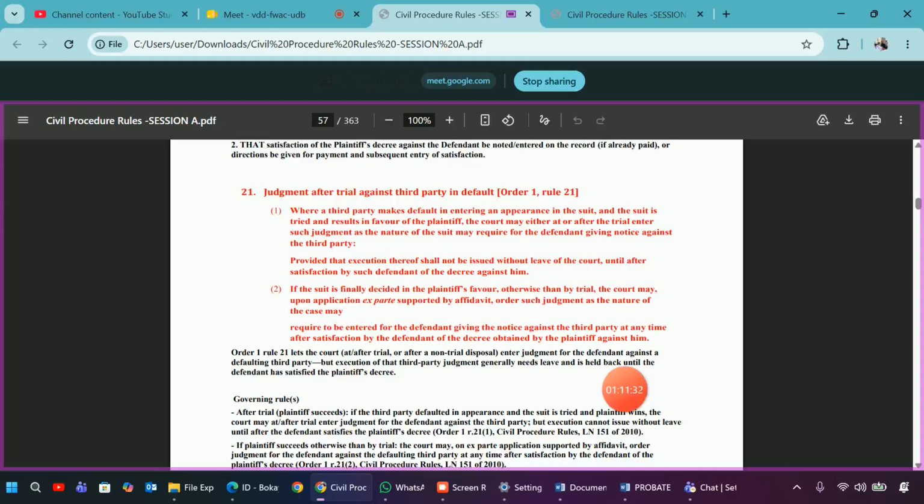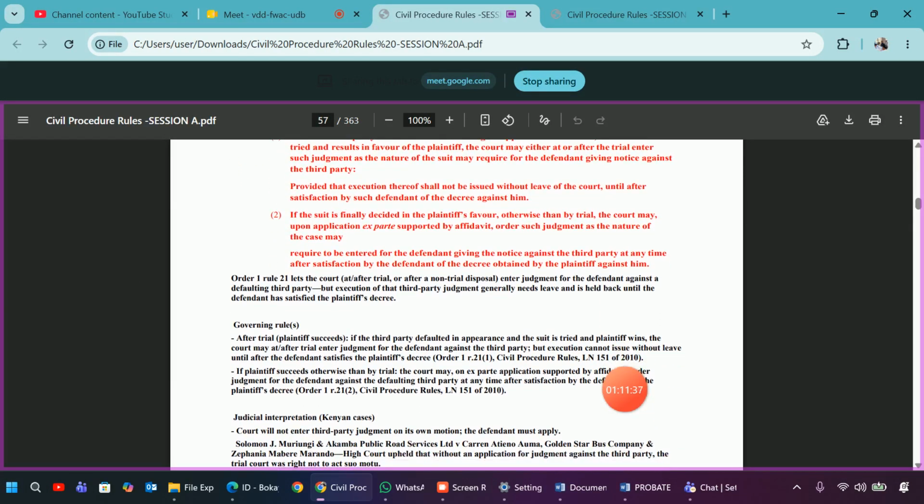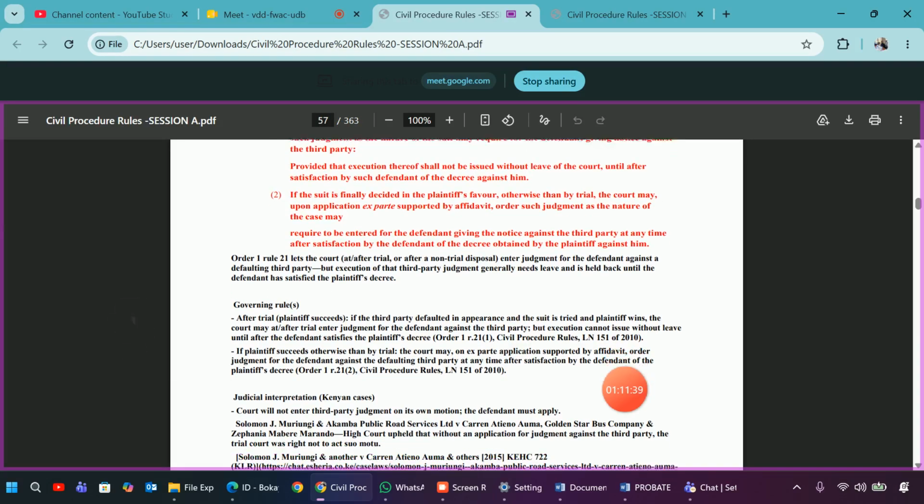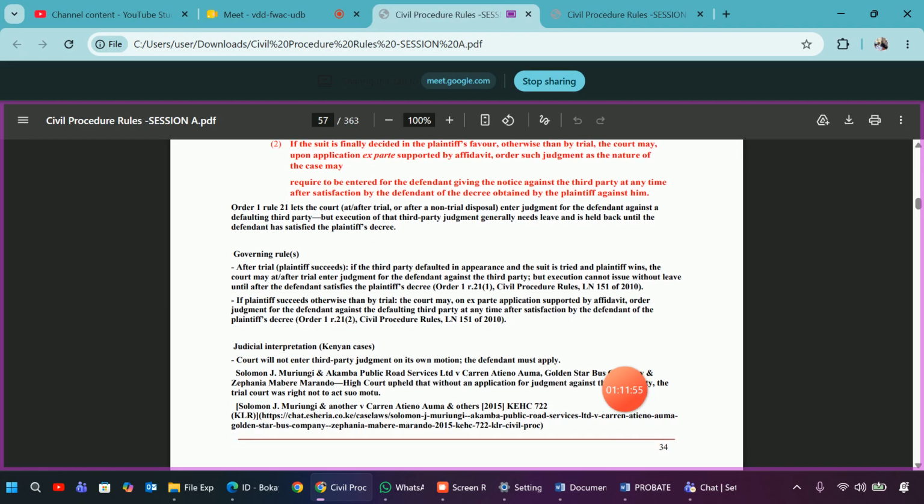Judgment after trial against that party in default. So Order 1, Rule 21 lets the court at or after trial, or after non-trial disposal, enter judgment for the defendant against a defaulting third party, but execution of that third party judgment generally needs leave and is held back until the defendant has satisfied the plaintiff's decree.